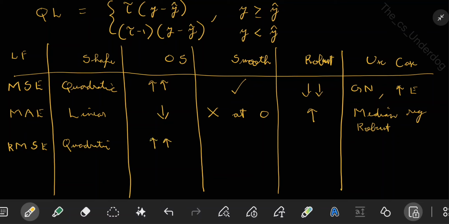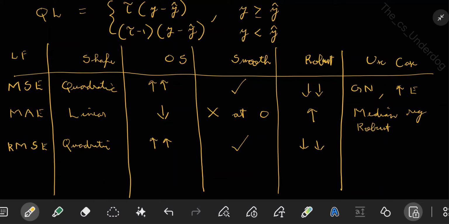What about smoothness? See, if this is differentiable, then we had seen this is also differentiable. We had actually taken the gradient and seen that in the lecture. So this is smooth. And what about robustness? Same reason as this. Robustness here will be low. So I'll say robustness is low.